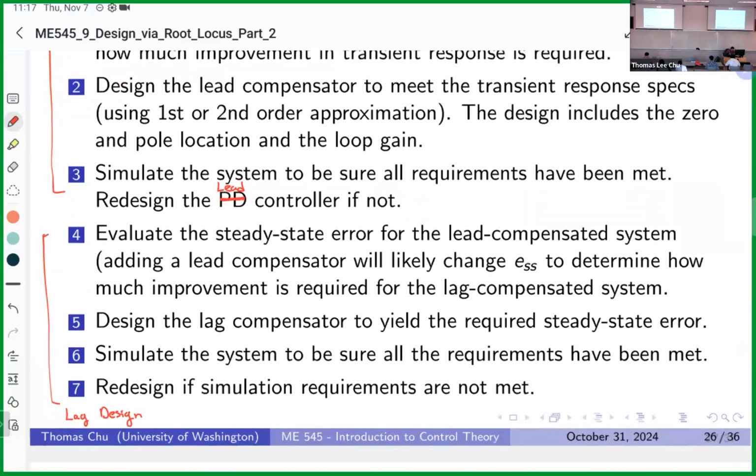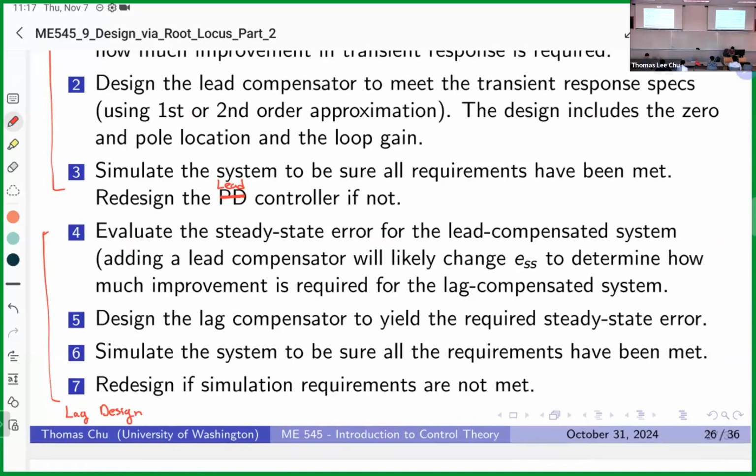Now, when we evaluate the steady state error for the lead compensated system, you have to include the lead gain, because adding the lead compensator with that corresponding gain will most likely change the steady state error. So we have to then determine how much improvement is required with the lead compensated system to design our lag compensated system. Then we design the lag compensator to yield the required steady state error, simulate this system to be sure all the requirements have been met, and redesign if the simulation requirements are not met.